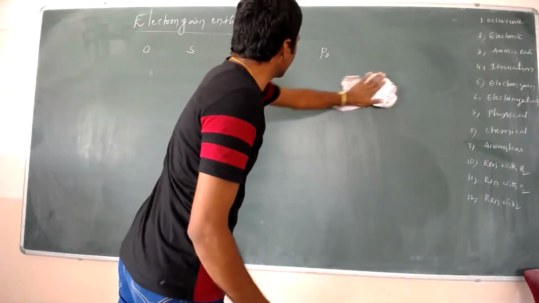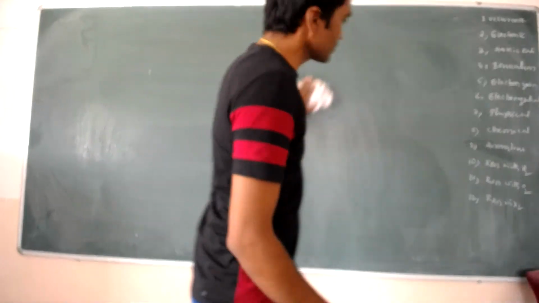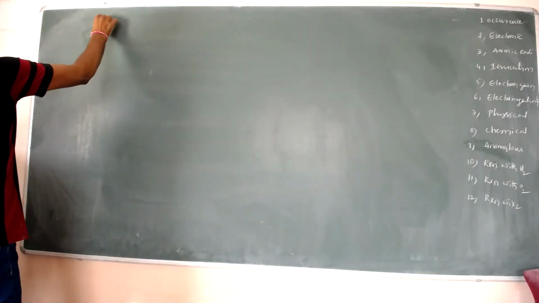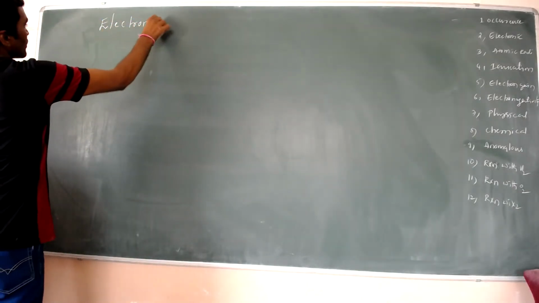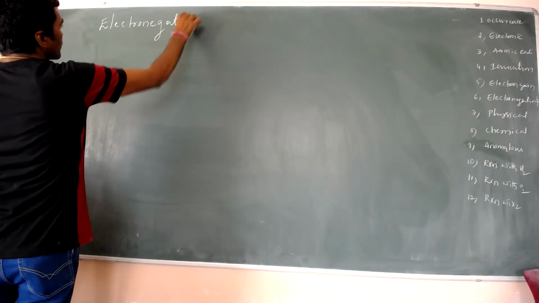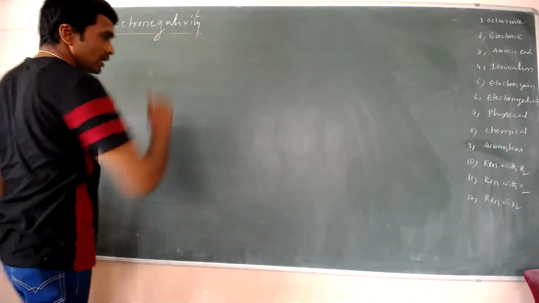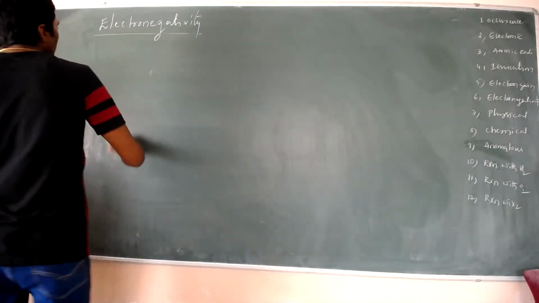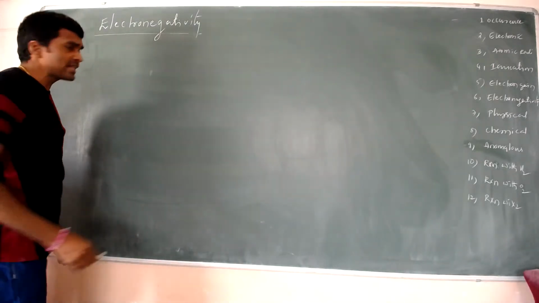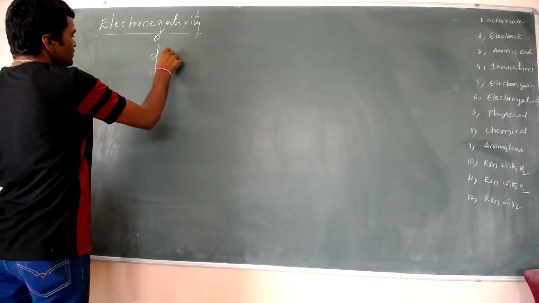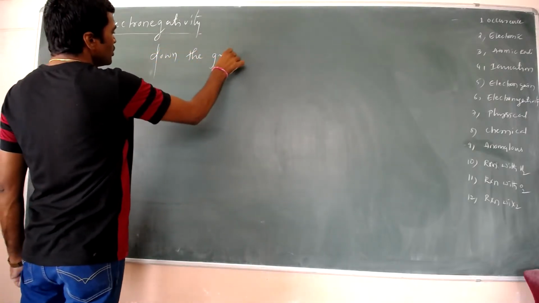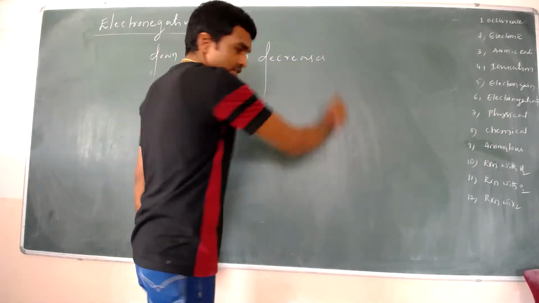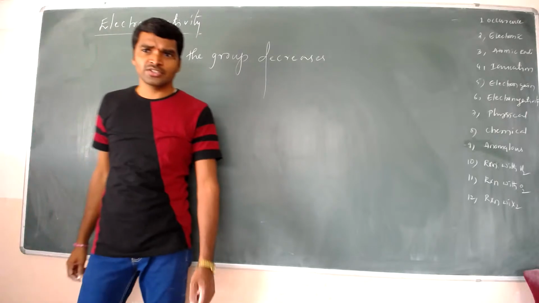Electronegativity. In electronegativity, down the group it decreases. Electronegativity decreases down the group.